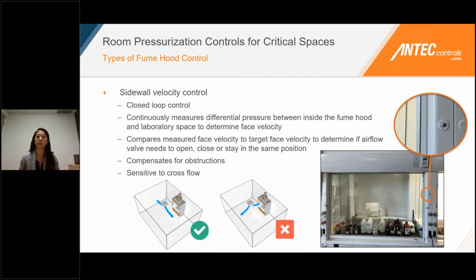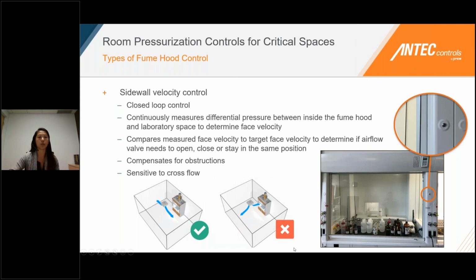Now, one of the disadvantages of sidewall velocity control is the fact that it is sensitive to what's called cross flow. And this is essentially just any unintentional airflow moving past the sidewall sensor that doesn't reflect the normal operation of a fume hood. So this would be high traffic areas where there's lots of people moving or walking by the hood, or a hood that's maybe potentially right beside a door. It could also mean diffuser placement.